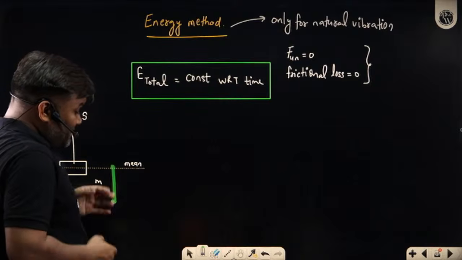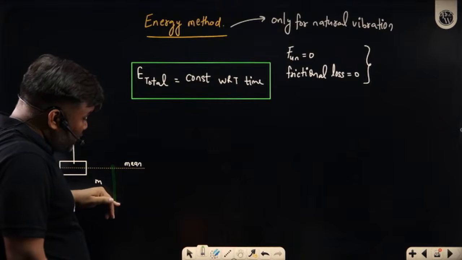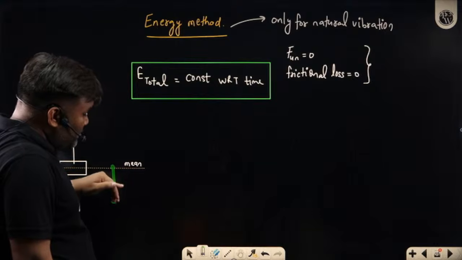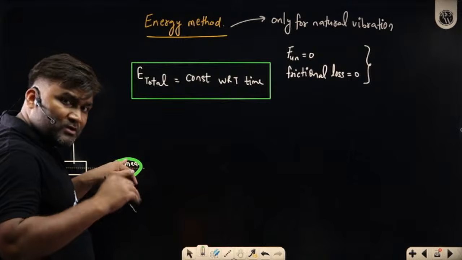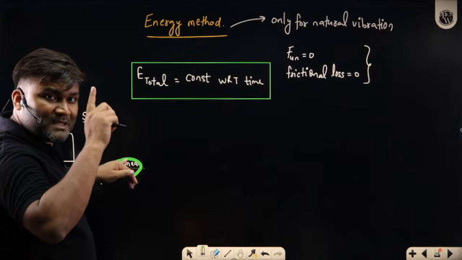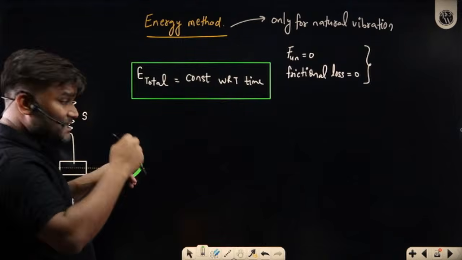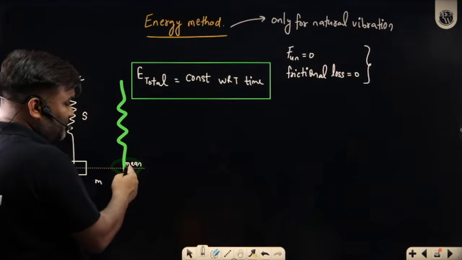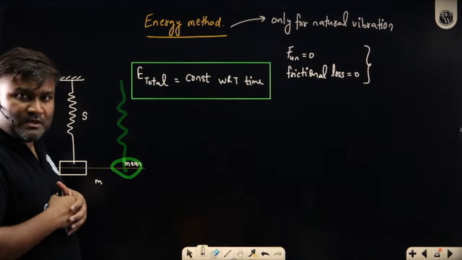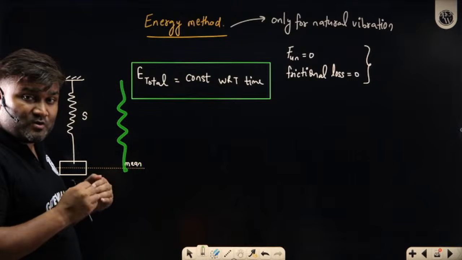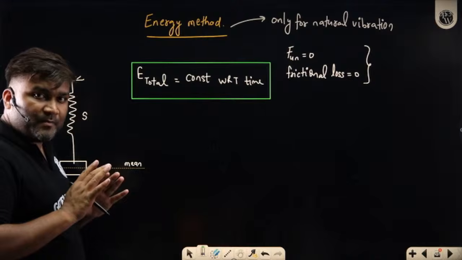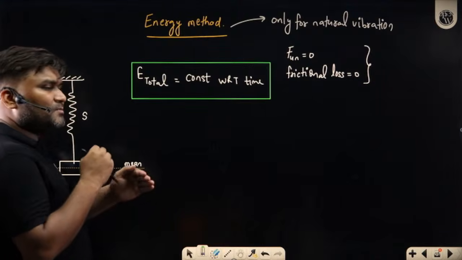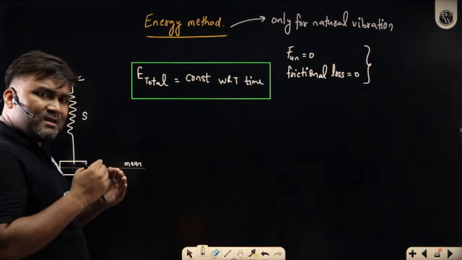And once you release it, the mass goes up slowly, and at the mean position, velocity is maximum, so kinetic energy becomes maximum. But the spring has reached the rest position. The spring is no longer elongated, so the spring's potential energy becomes 0. Now kinetic energy is maximum. Getting my point?